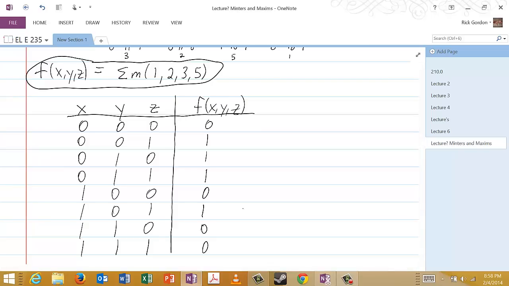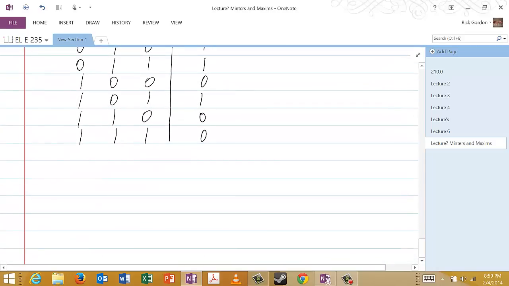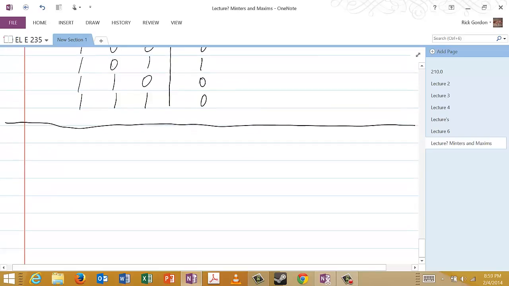And the final point I want to make in this lecture, let's do one final example, and then we'll look at some test problems. But in this final example, let's suppose that g of x, y, z were equal to x or y prime, and let's just say that we were asked to find the minterm expansion.